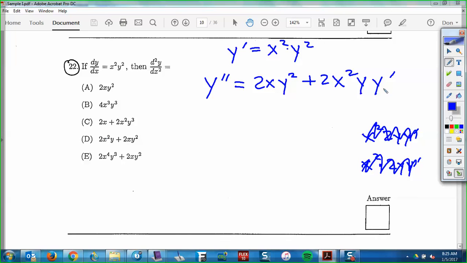None of them have a y prime in it. See, with implicit differentiation, anytime you're going to find the second derivative, this is going to happen to you. Because anytime you do the derivative again, you're going to do the derivative of some y's, and you're going to tack on a y prime. So anytime you do a y double prime, you're going to have a y prime in it.